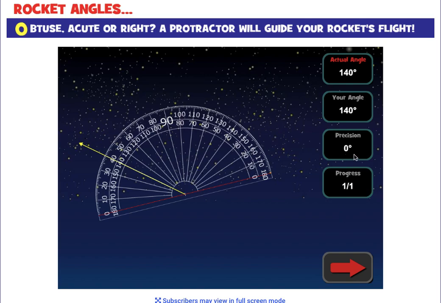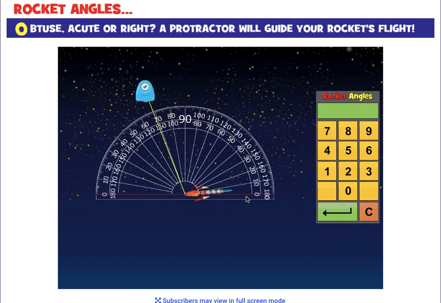You can see that my result says that I was completely correct. My precision was 0 degrees. That means that I'm not over or under by anything. The actual angle was 140 degrees, and my angle was 140 degrees. I can go on to the next one.